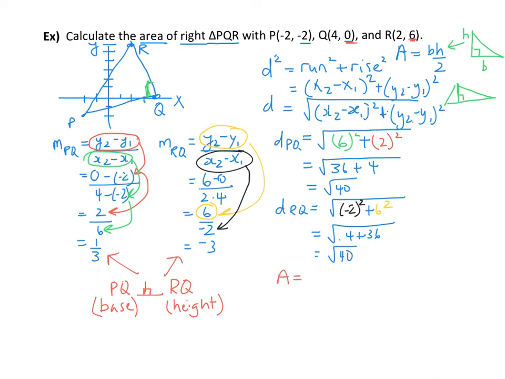Now we're ready to calculate the area. So our area is our base, which I said was going to be PQ, which is root 40, and really it doesn't matter whether you use RQ as the base or PQ, the other one just has to be the height or the altitude. So that gives me root 40 times root 40, which will give me 40, divided by 2, which is 20. So therefore, the area of the triangle is 20 square units, or 20 units squared.